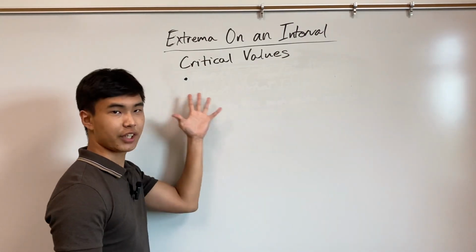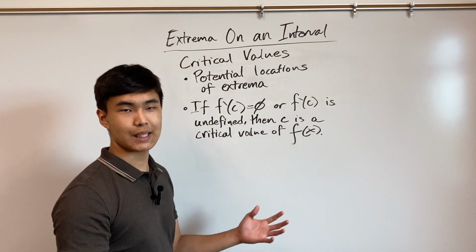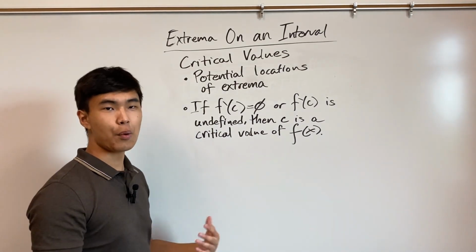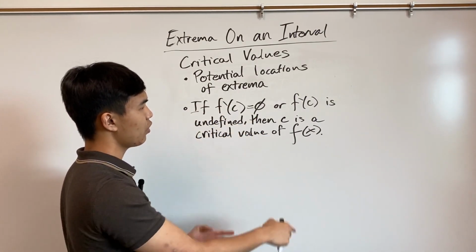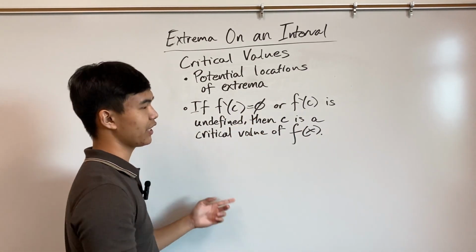This is what brings us to critical values. These represent potential locations of extrema. And like I said before, we're going to use the fact that the tangent lines to the graph are flat at extrema. The formal definition of a critical value is if the derivative at c equals 0 or the derivative at c is undefined, then c is a critical value of the function.